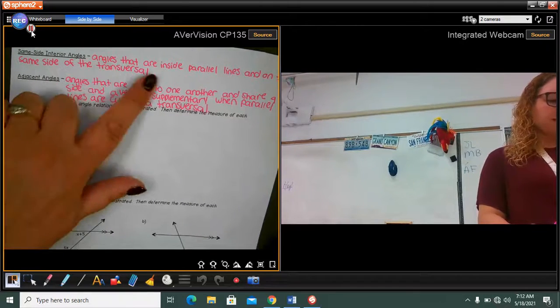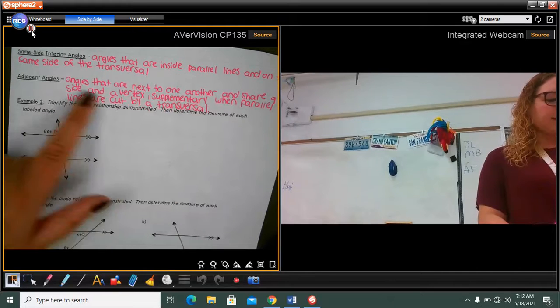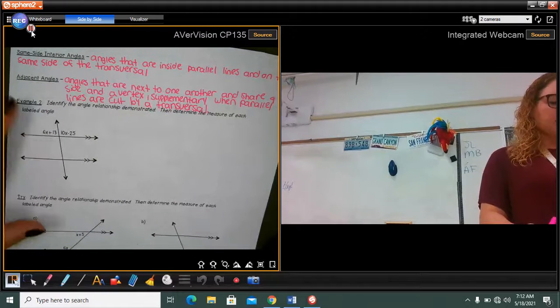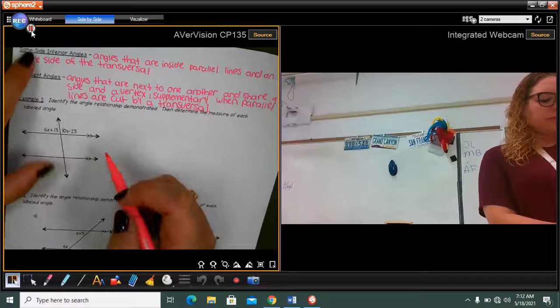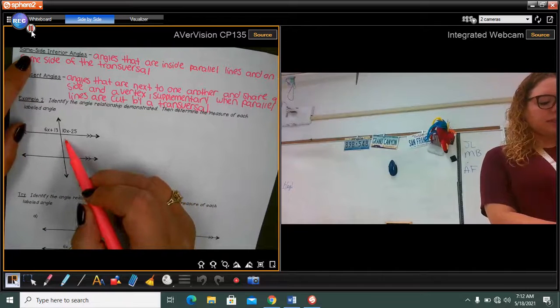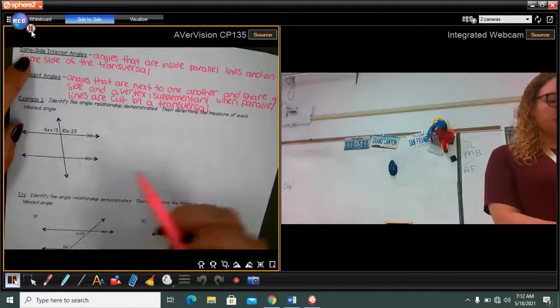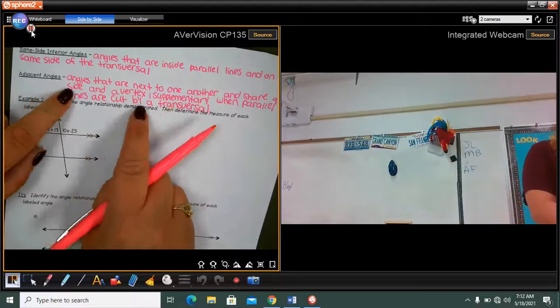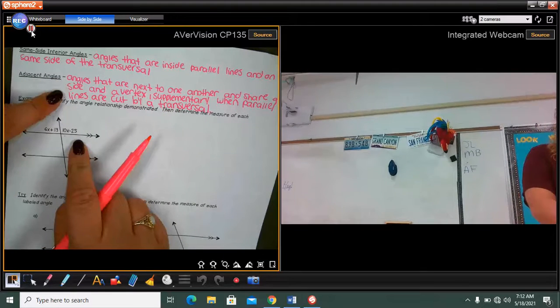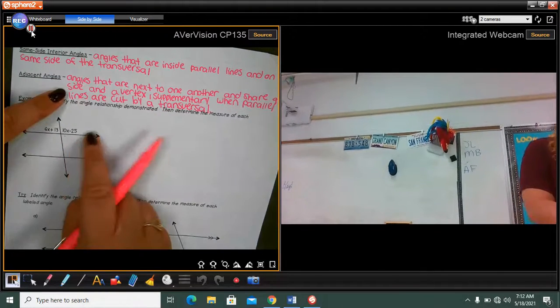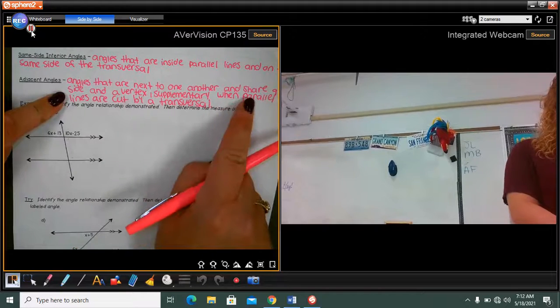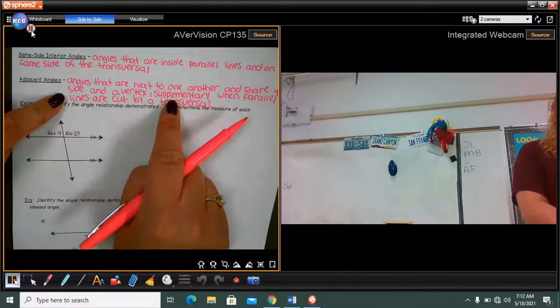There are angles that are inside parallel lines and on the same side of the transversal. Same side interior would be right here, if one's right here and one's right here. Adjacent angles are angles that are next to one another and share a side and a vertex.